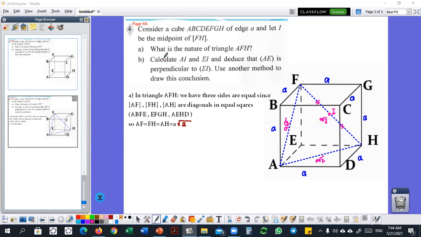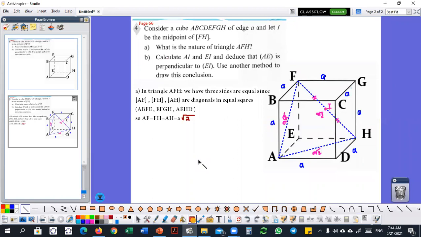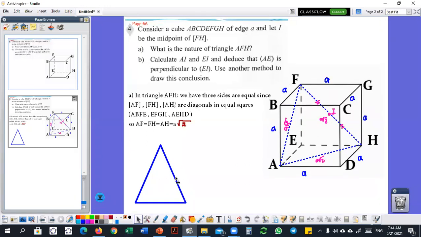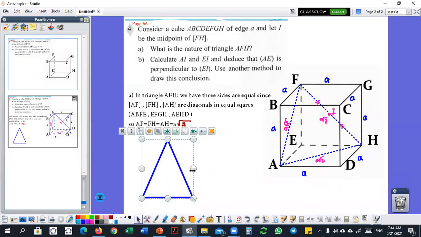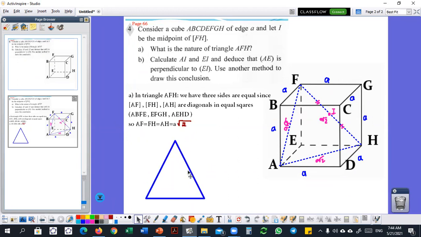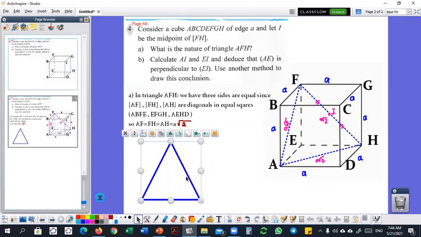Calculate AI. Okay, now we have agreed that this is an equilateral triangle. Let's remember something: in the equilateral triangle, the median is also the height at the same time. Not only that, when you make a median or height inside, it will divide the equilateral triangle into two parts. We name each one semi-equilateral.